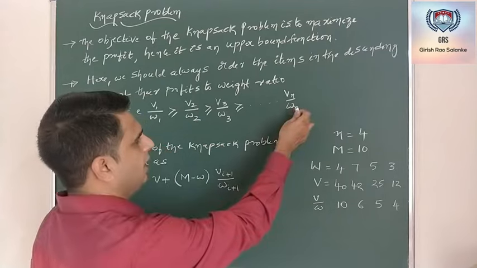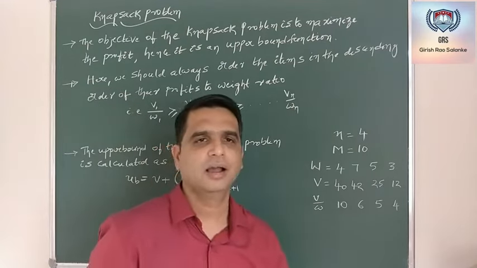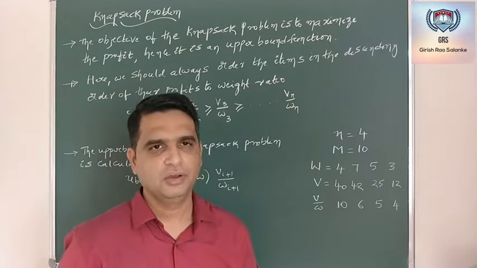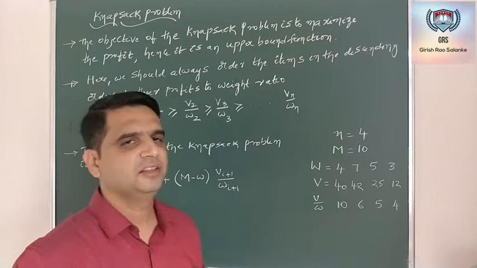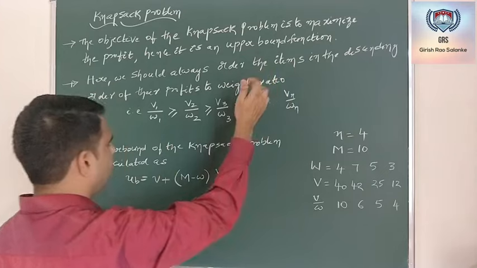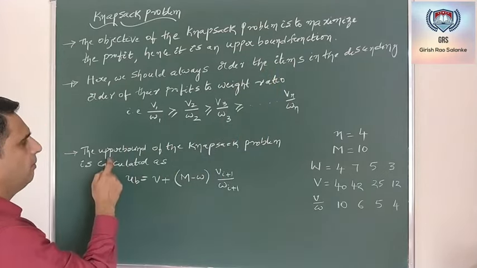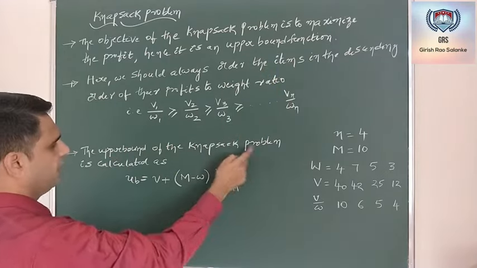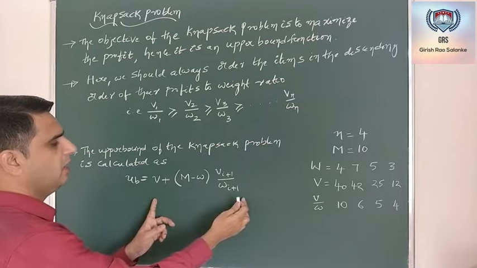Now once you are done, you can start constructing the state space tree. As I told earlier, this is a maximization problem, so I need to find the upper bound. I have denoted the upper bound as UB, and the upper bound for the knapsack problem can be calculated using this particular formula.